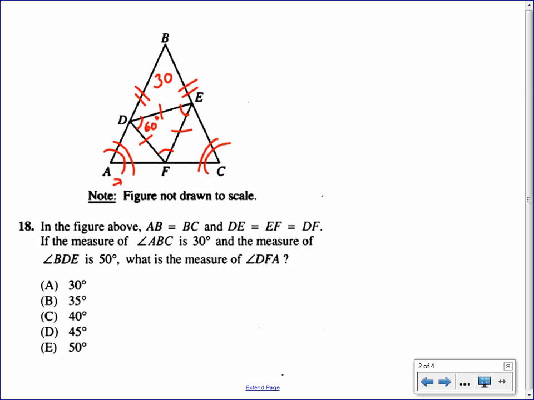BDE is 50. What is the measure of DFA? Okay, so they ultimately want this angle here.